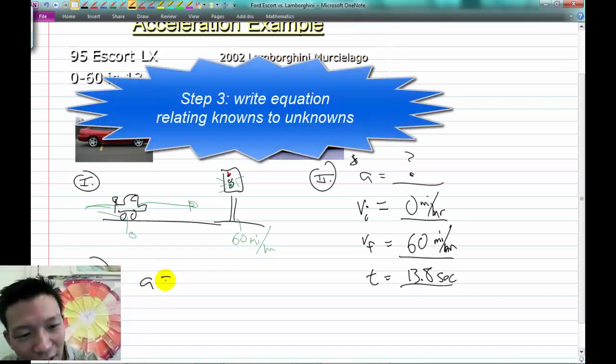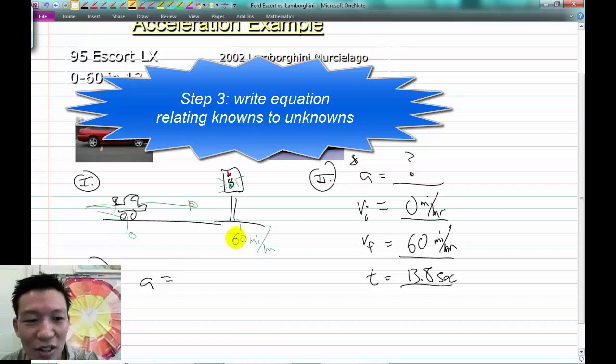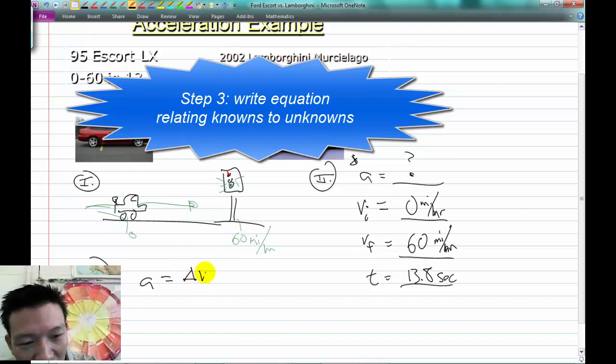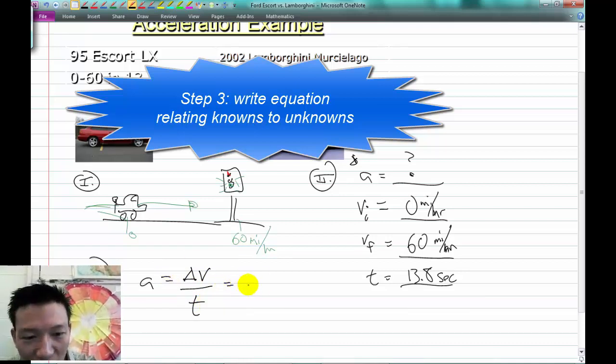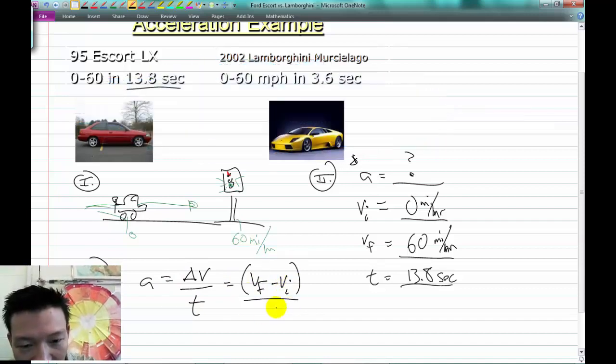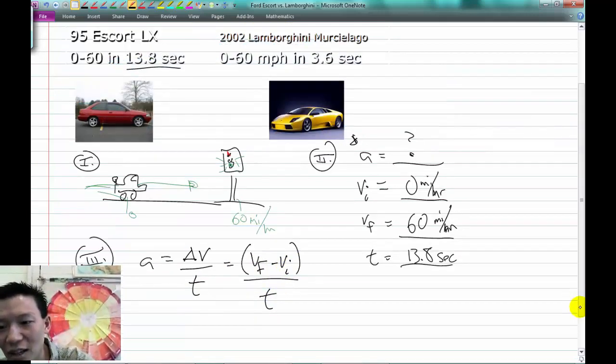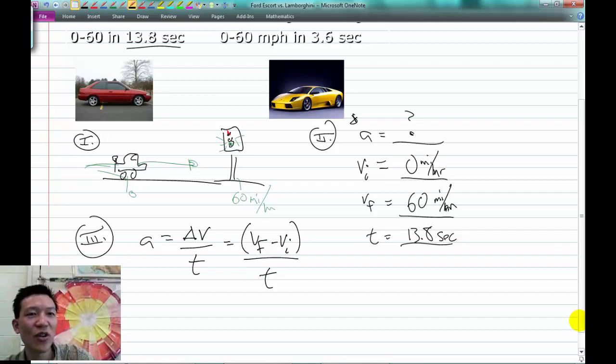Acceleration equals, what's our equation that relates our knowns and unknowns? Acceleration is just your change in velocity over time. That's the simple way to write it. If you want to expand it, your change in velocity is your V final minus V initial over time. You see that? So the math is not hard. It's just trying to get used to these new ideas.